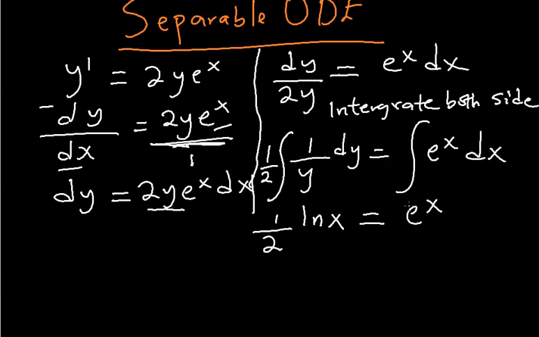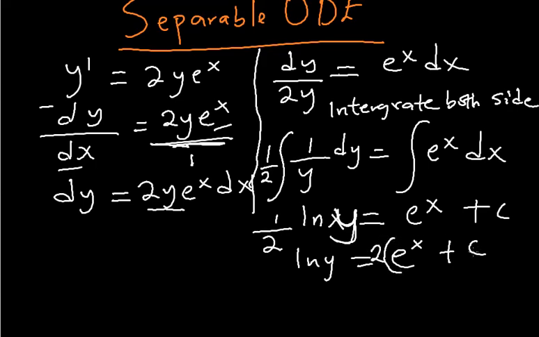So we'll rearrange the equation. We only have just one constant. Invariably now I can cross multiply, and I have ln y equal to 2 times exponent of x plus c. Multiply by 2.